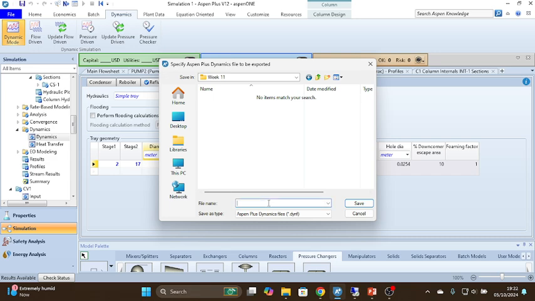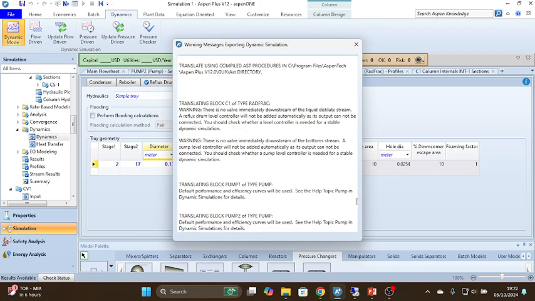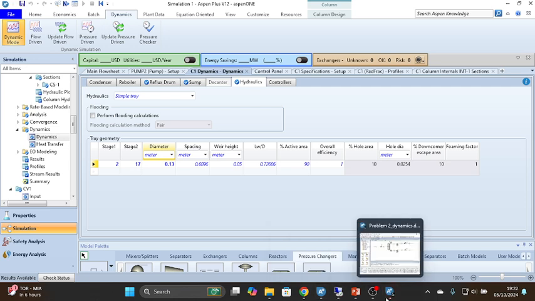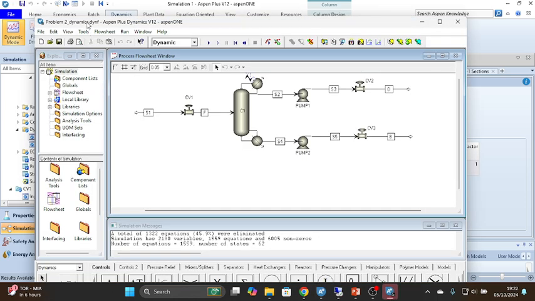And the file name I'm going to give as problem 2 dynamics. Okay, and then I'm going to click this as save. It is going to give us this message, but no need to worry. So this is the Aspen Dynamics version 12 file and the window, and this is how it looks like.